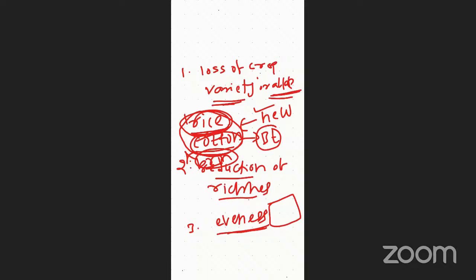Diversity is measured using the frequencies of alleles. For example, this is rice, another field, cotton, another field, mango. So we find out this diversity frequency. If the diversity frequency decreases, automatically a reduction of evenness happens.